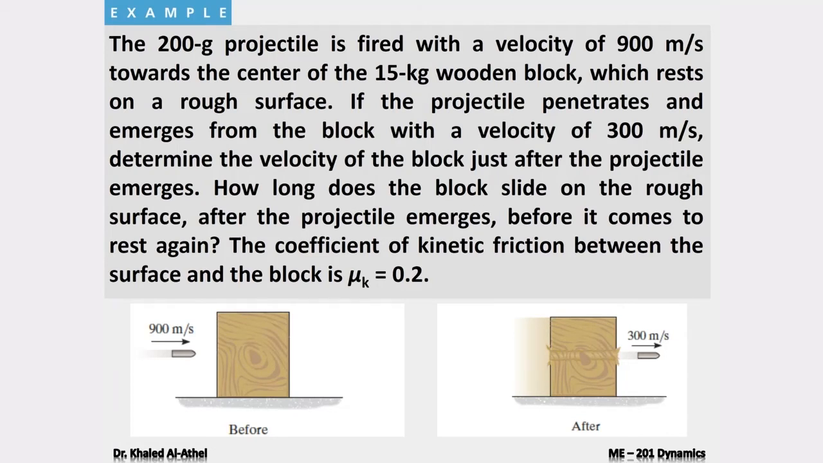You have a 200-gram projectile fired with a velocity of 900 meters per second towards the center of the 15-kilogram wooden block, which rests on a rough surface. That means not moving, resting. If the projectile penetrates, that means it goes through, as you see on the right figure. So it penetrates and emerges, and that means leaves the block with a velocity of 300 meters per second.